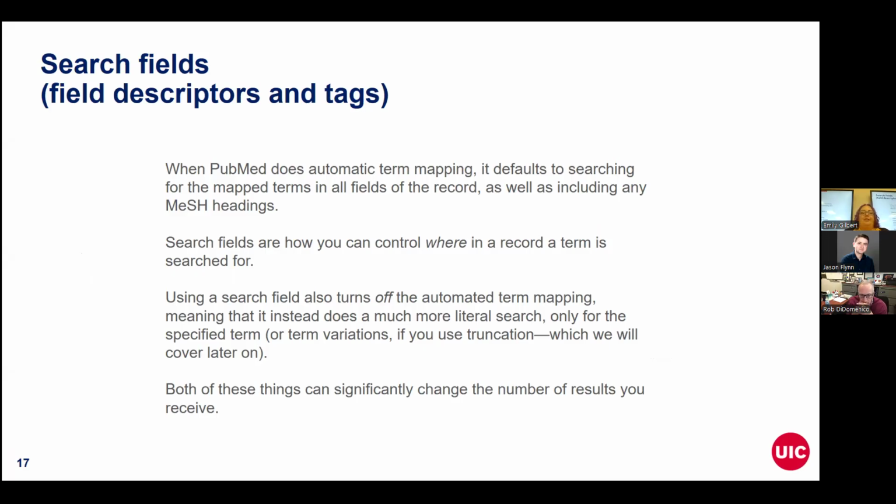Using the field tags is how you can control where in the record a term is searched for. Also, if you use a search field or a field tag with your search, then you are going to turn off the automated term mapping. So it is going to do a much more literal search. It's only going to be for the specific term or term variation. But this can significantly change the number of results that you receive. If we go to the next slide, you'll see what I mean.